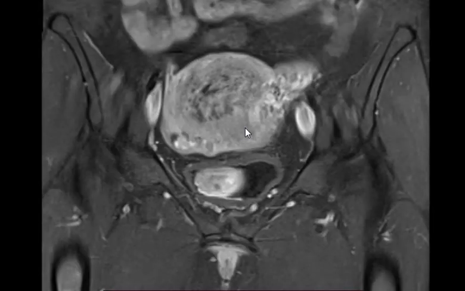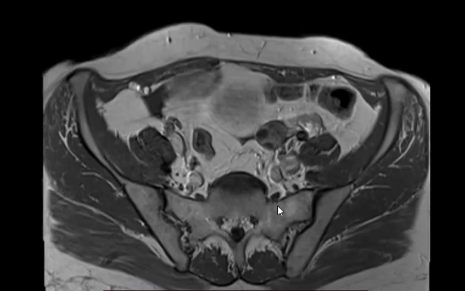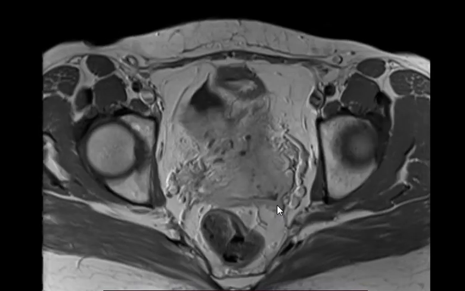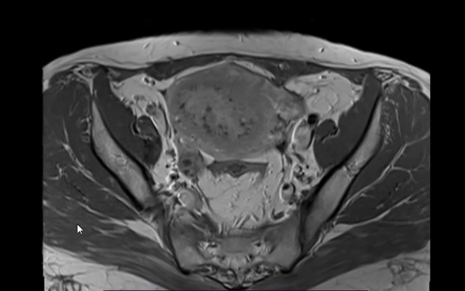So showing diffuse enhancement of a multicystic, multi-microcystic lesion within the endometrium. This is without fat sat. So with a positive pregnancy test, this is a case of a hydatidiform molar pregnancy.